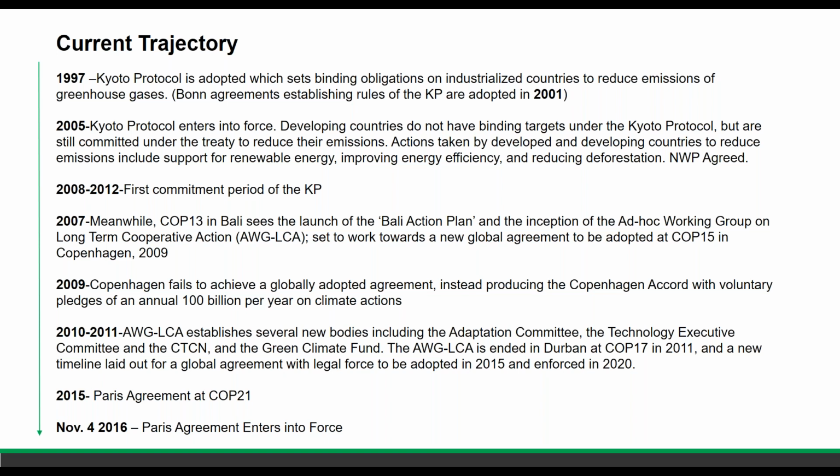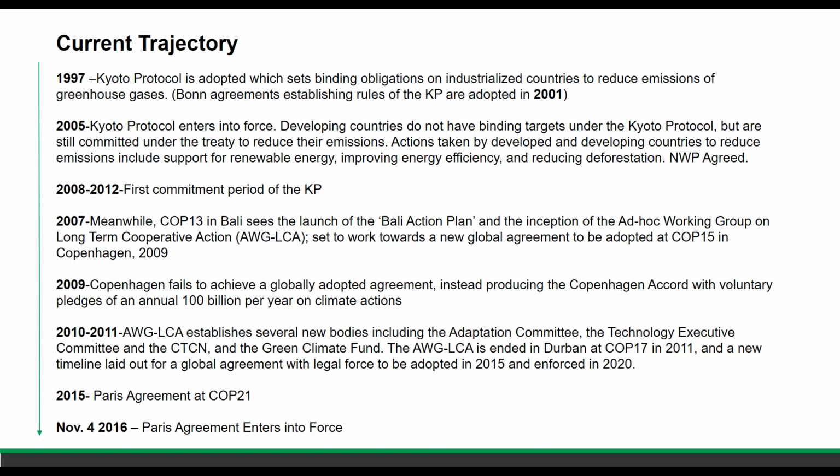And so you saw a process from that point on where, not wanting to lose the work that had been put into the negotiations towards Copenhagen, several decisions were taken between 2010 and 2011 to set up new bodies, including the Adaptation Committee, the Technology Executive Committee, the Green Climate Fund, with the intention of pushing forward work on technology, adaptation, and finance that had hoped to be part of the global agreement.